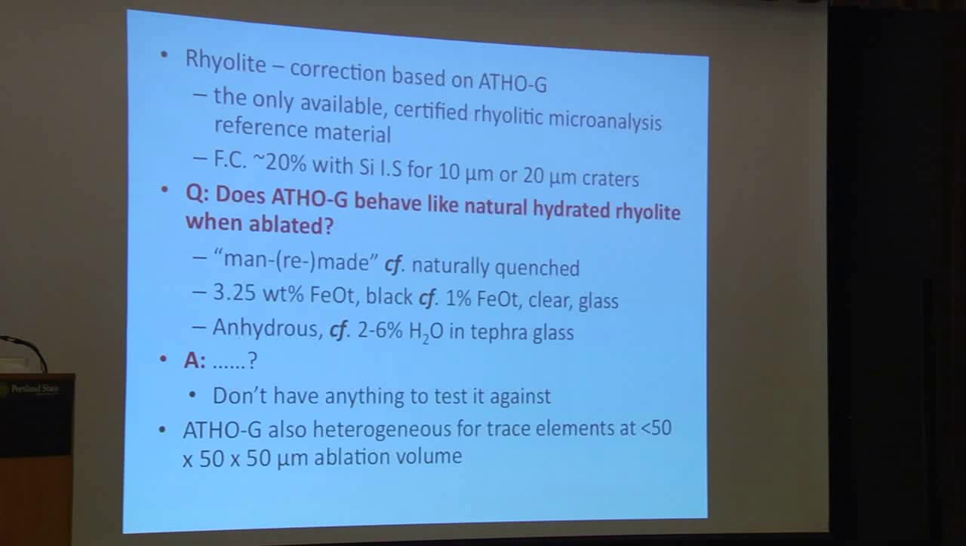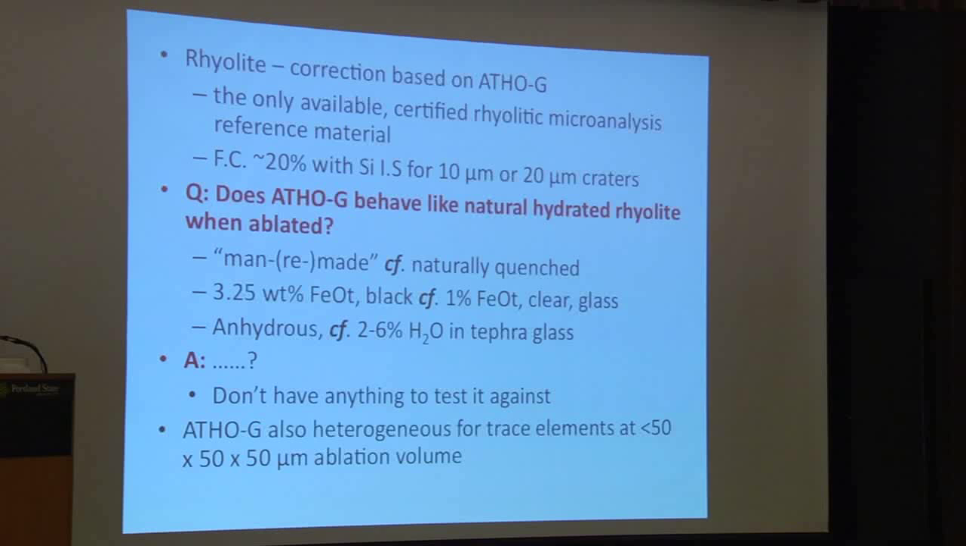But, and this is again the next problem, the problem comes with the reference material that's available. The one reference material around is a thing called AthoG. And AthoG is a remanufactured natural Icelandic obsidian. And you can analyse this and make these corrections for spot size. But it's not anything like the typical rhyolites that we work with. It's got 3.5% iron in it. It's jet black. We're typically colourless and about 1% iron. It's anhydrous, AthoG, compared to anything up to 6, 7, 8% water in some of our glasses.